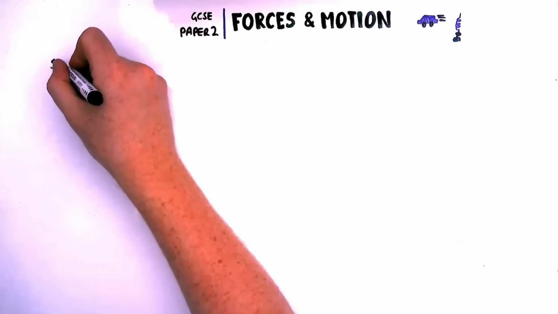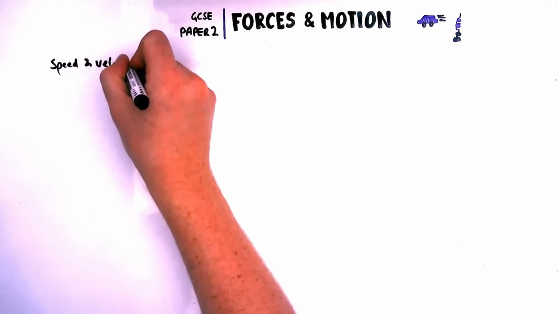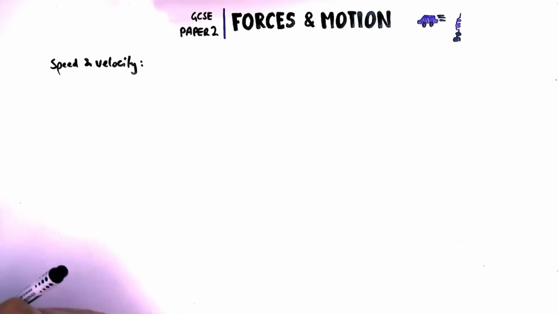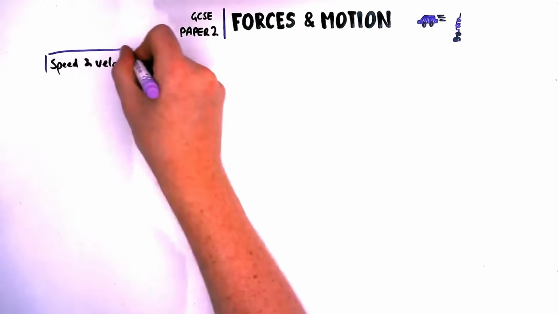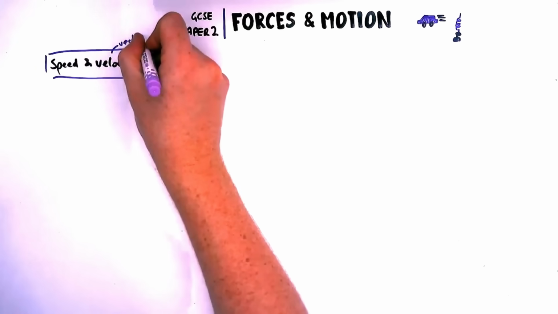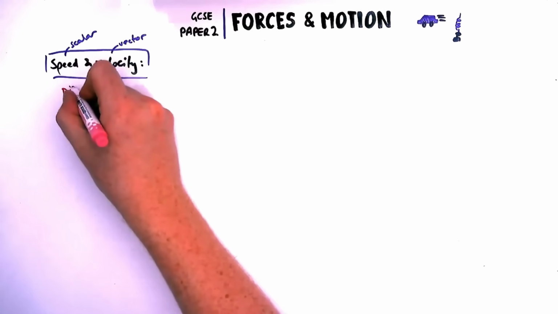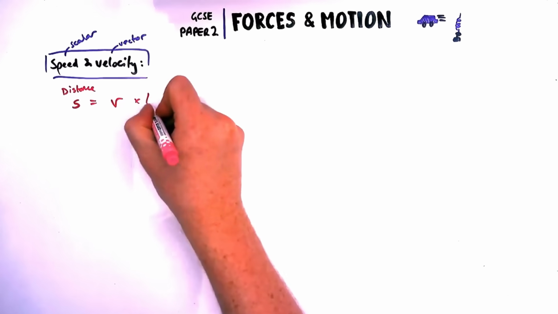Let's talk about the motion side of this topic. Let's talk about speed and velocity first of all. As we mentioned earlier, speed is an example of a scalar quantity and velocity is a vector. That's because speed doesn't need a direction, whereas velocity is always described with a direction. To calculate the distance or the speed, you need to use this equation here.